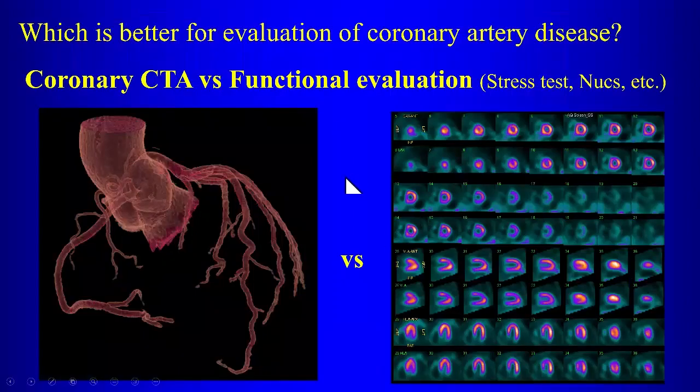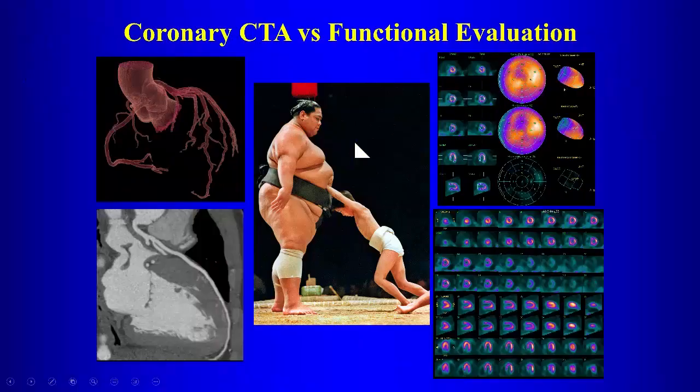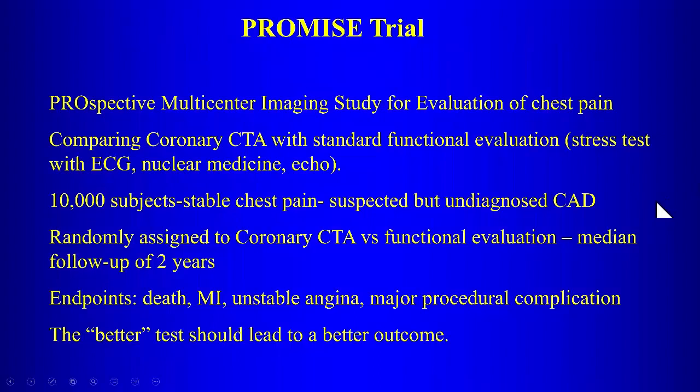Okay, so if I see this question, what's better for evaluation of coronary artery disease, a coronary CTA, nice beautiful pictures like this, or functional evaluation, stress tests, nukes, etc.? And at first, you may have this impression, we're comparing images that look like this to all these fuzzy images over here that look like this. So you would think, well, this is no contest, right? Of course, coronary CTA, if you have a really good study, has to be better than any kind of functional evaluation that you're going to do, right?